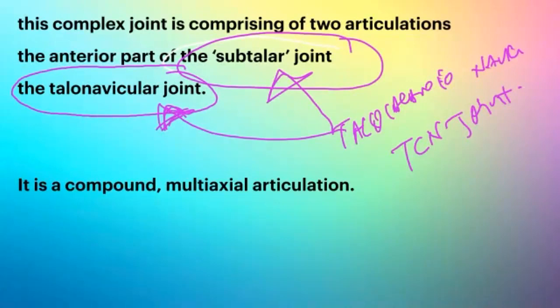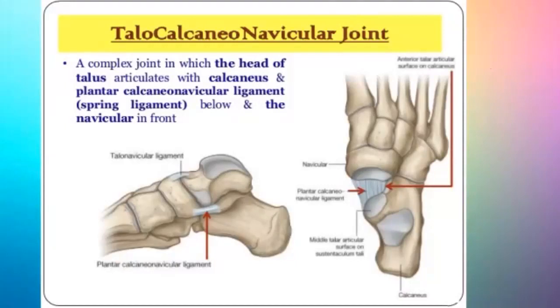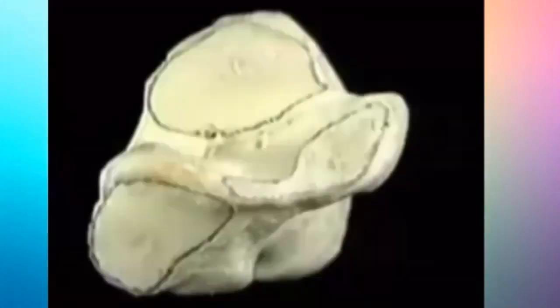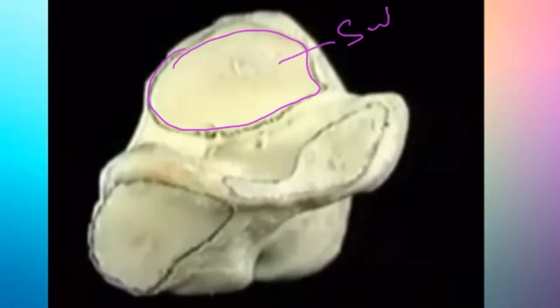In the subtalar joint, the anterior part of the subtalar joint participates in the joint formation, thereby forming the articulations, right? We'll see this in a minute. Okay, this is calcaneus. This is the real subtalar joint.